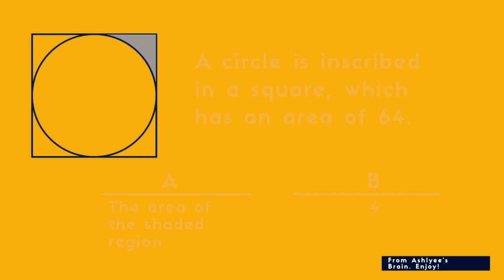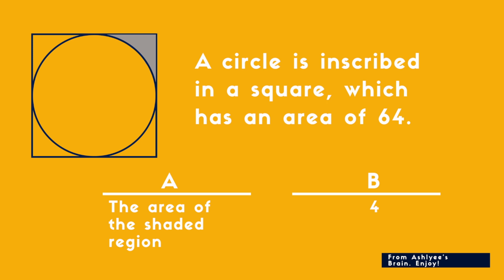So we see that we have a square and there's a circle inscribed in this square, and we know that the area is 64. Okay, so when you first see that, it's like, okay, great, the area is 64. And then you go straight to the quantitative comparison and you're just like, cool, how do I figure this out? Well, don't worry, I'm gonna walk you through it step by step.